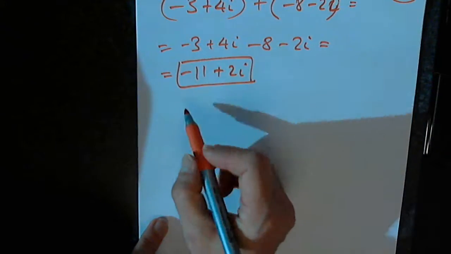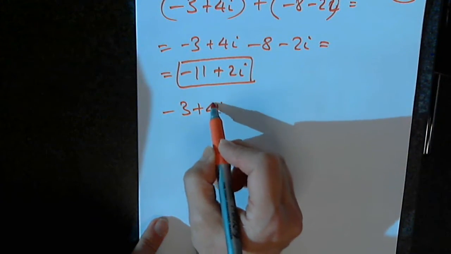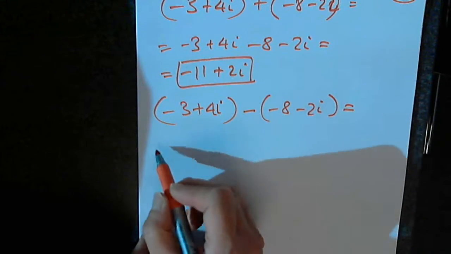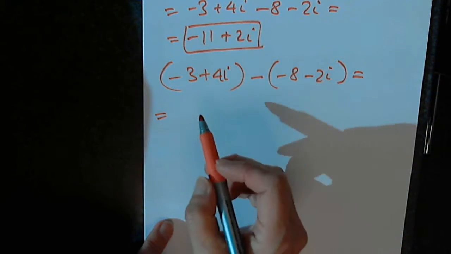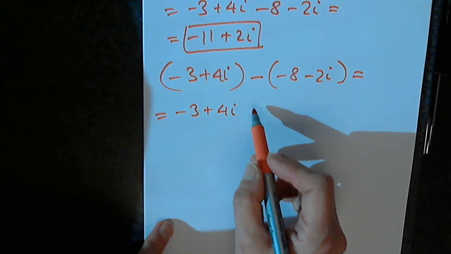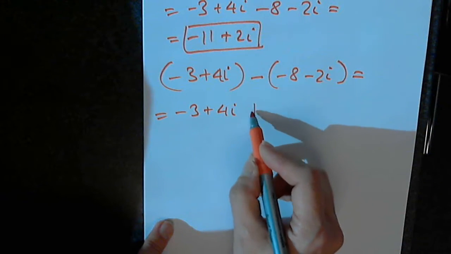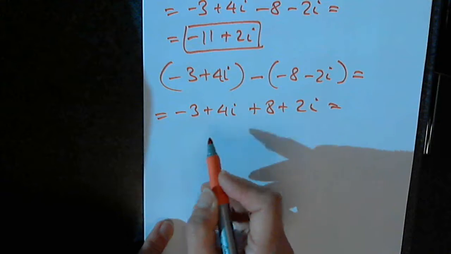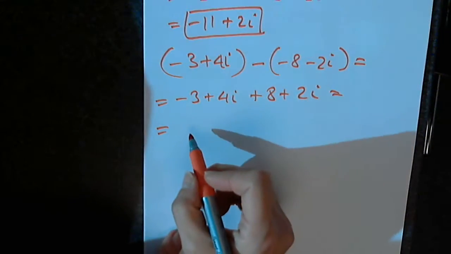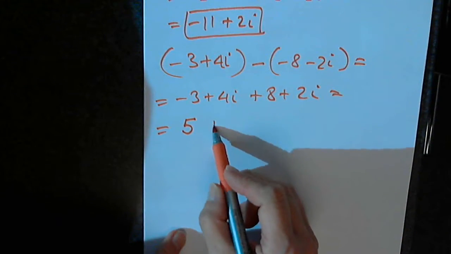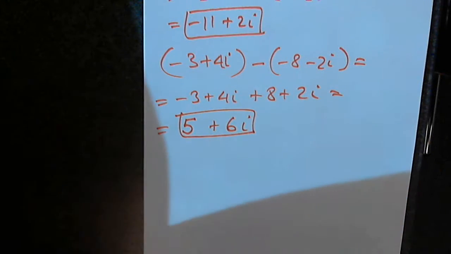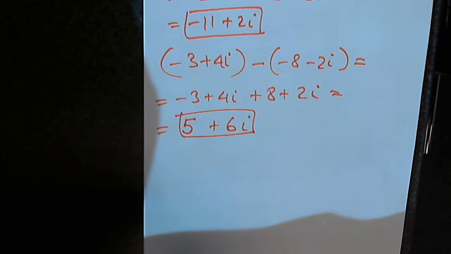Now let's subtract these two. Negative 3 plus 4i minus negative 8 minus 2i. Negative 3 plus 4i, and then plus 8 plus 2i. Very good, we have to change the signs. Again, the real part plus the imaginary part. 5 plus 6i. Very good. Any questions? So it's just combining like terms. I didn't do anything, right?